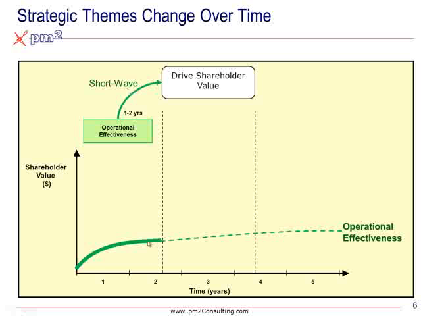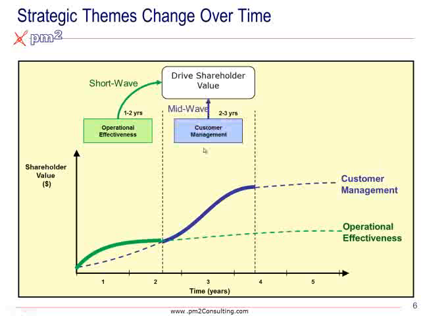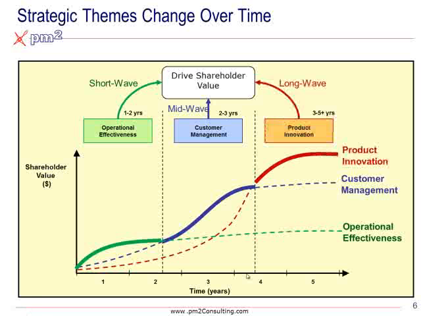Typically, picking up this curve is a second curve which looks like customer management type activities. These sorts of customer management strategic objectives typically live in organizations during the second and third year of lifespan and are what we call mid-wave strategies. Finally, beyond that horizon, an innovation curve picks up, and product innovation typically lives in organizations that are 3 to 5 years old, and it's a longer wave strategy.